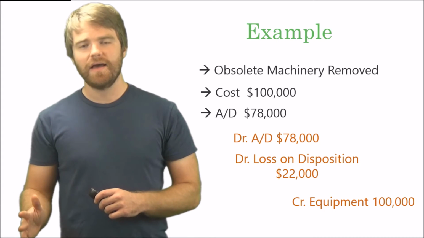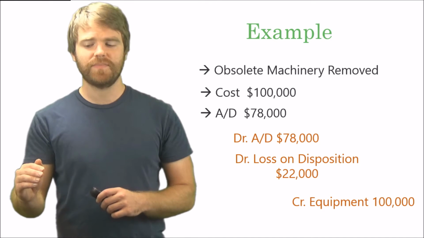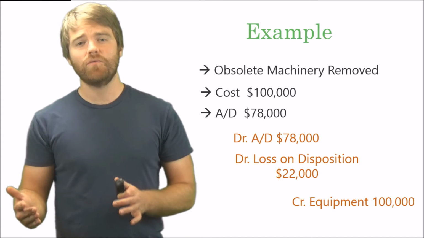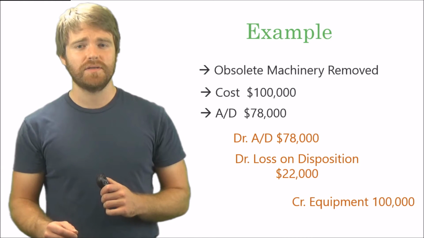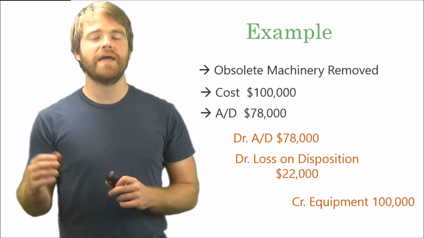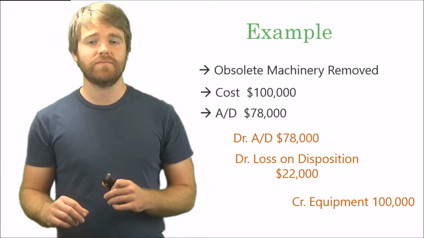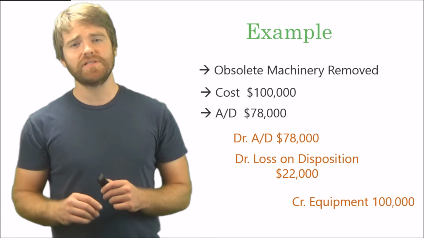How'd I get that? I took the cost of equipment minus the accumulated depreciation. So what's really happening here, why it's called a loss, is because you didn't fully use that equipment. It wasn't down to zero. So you're losing the remaining life of it, if you will, for 22 grand. So that's a disposition there.